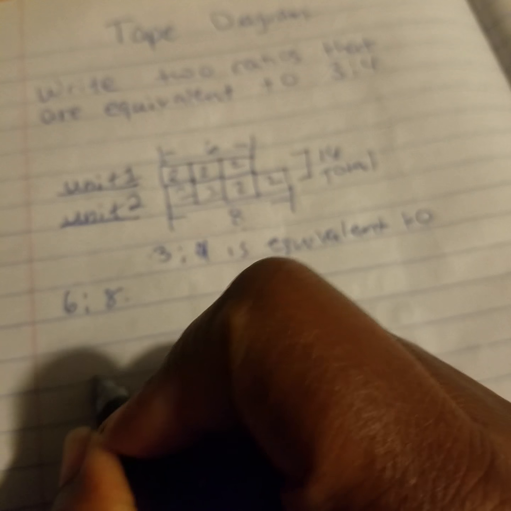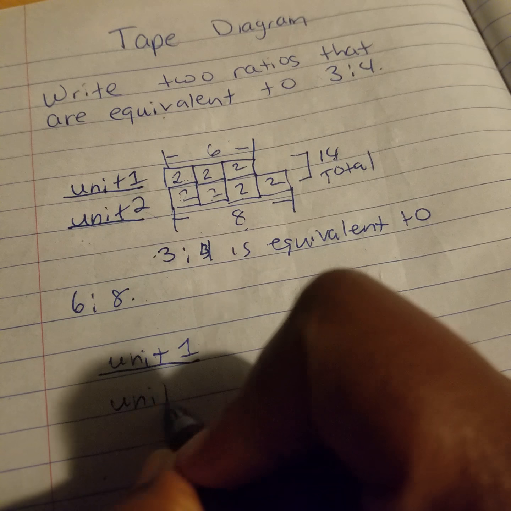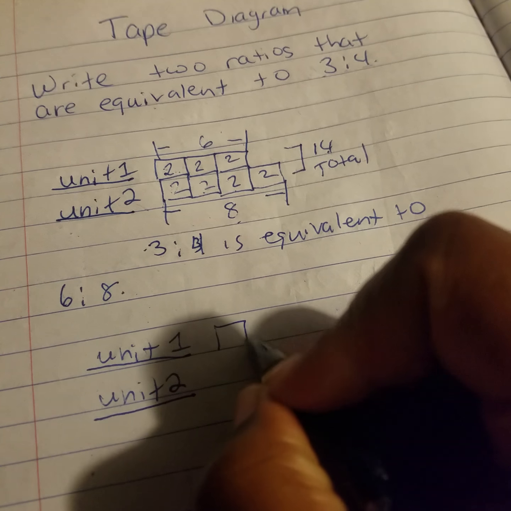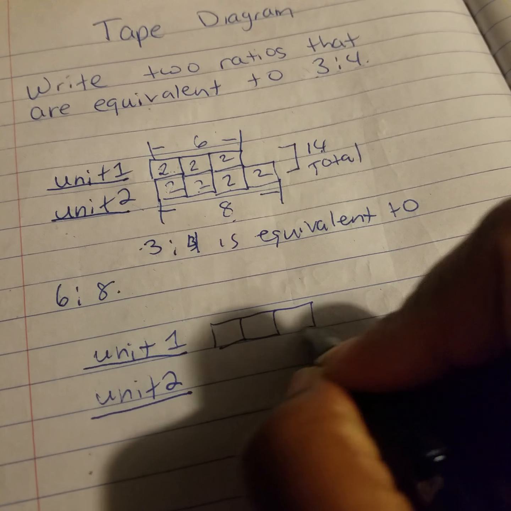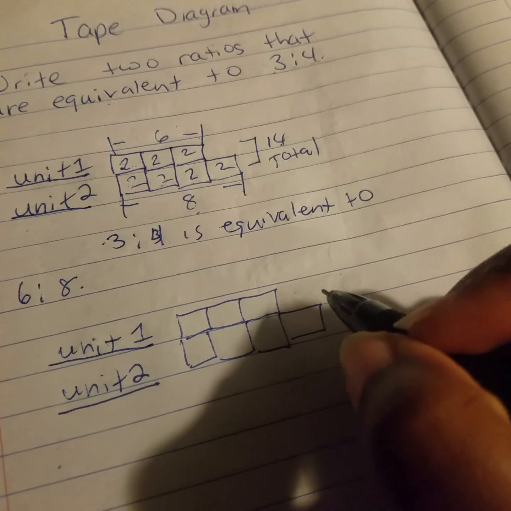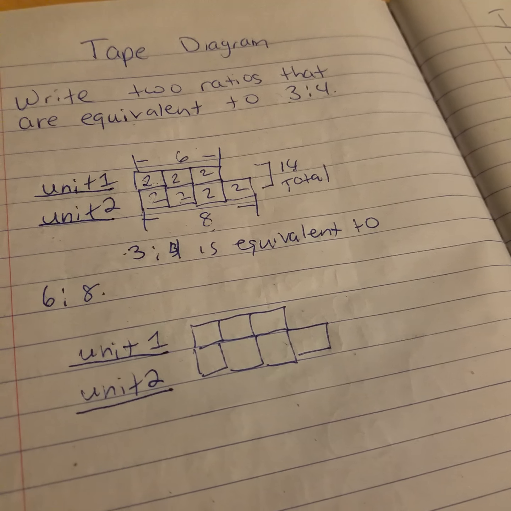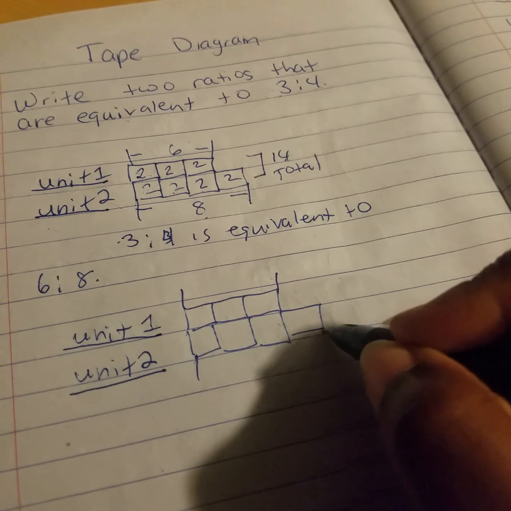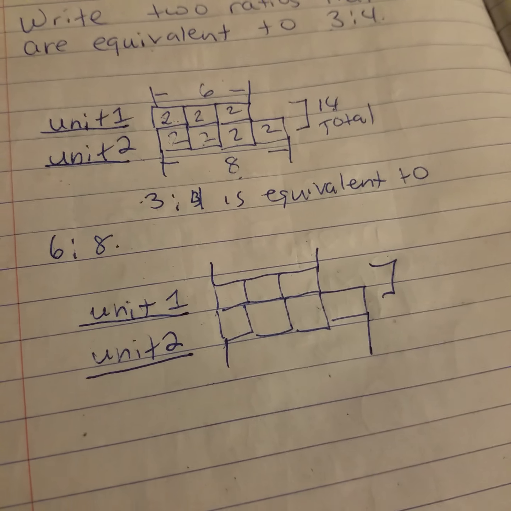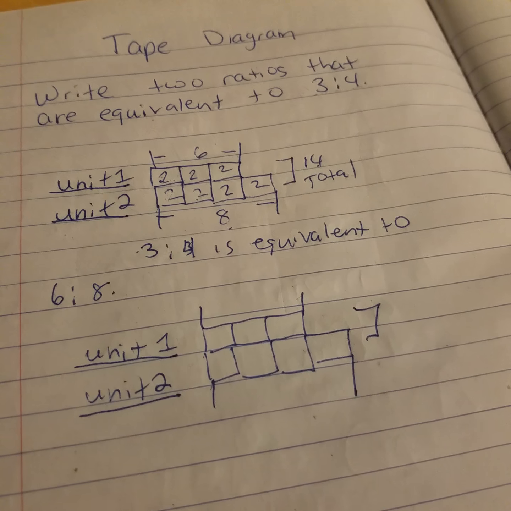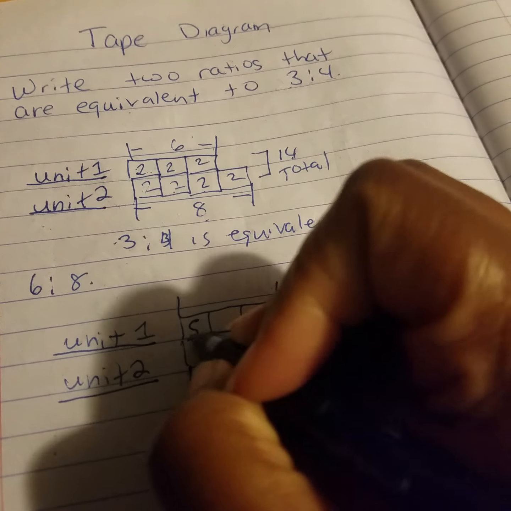So now, once again, we're going to create our tape diagram. 2 units. It's still the 3 to 4. So for unit 1, we represent 3. Unit 2, we represent 4. As I stated a few moments ago, it's equivalent ratio, which is basically similar to magnifying the amount. So now instead of putting 2 in each box, let's put 5 in each box.